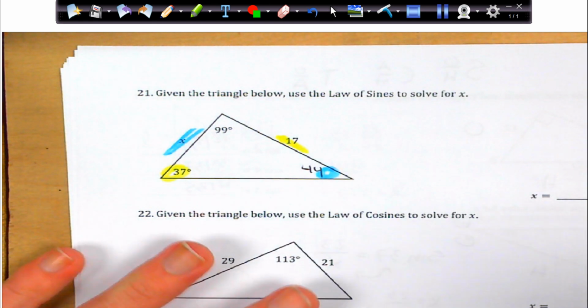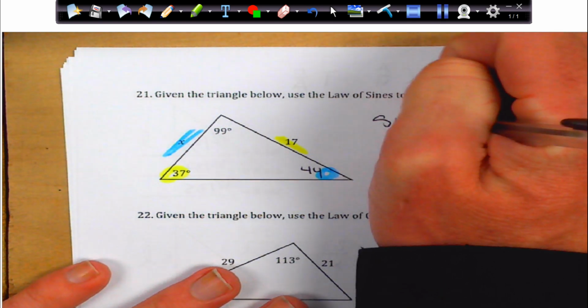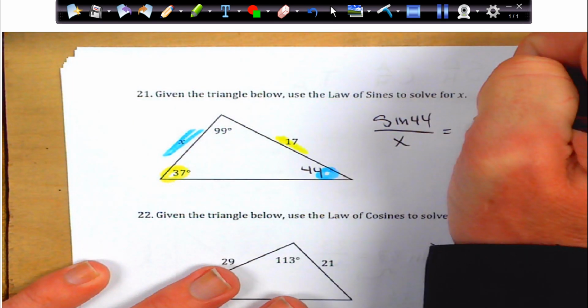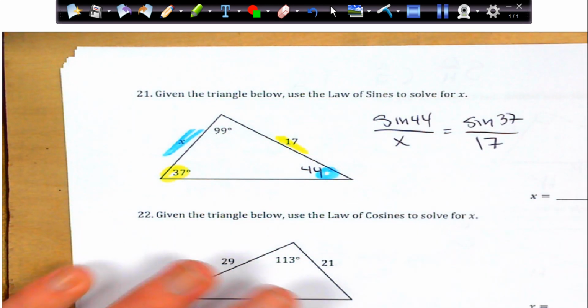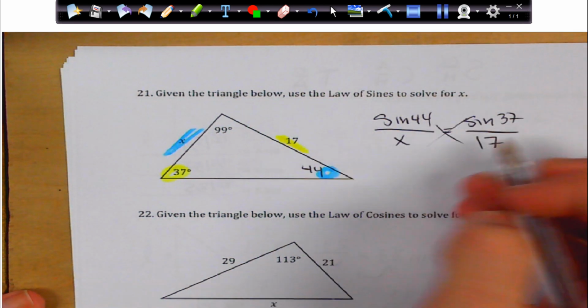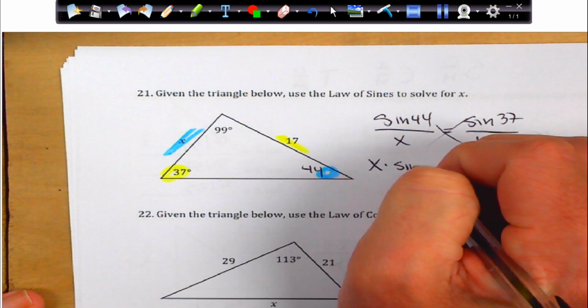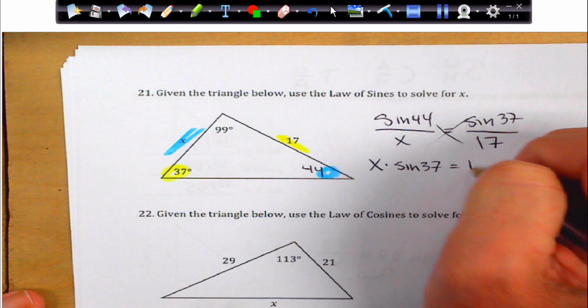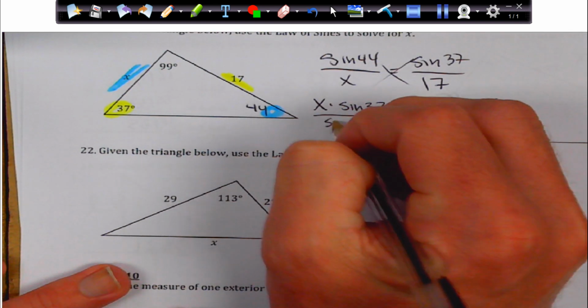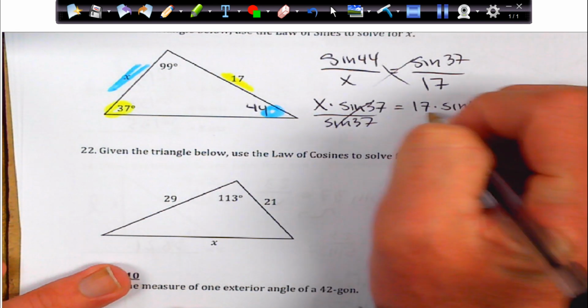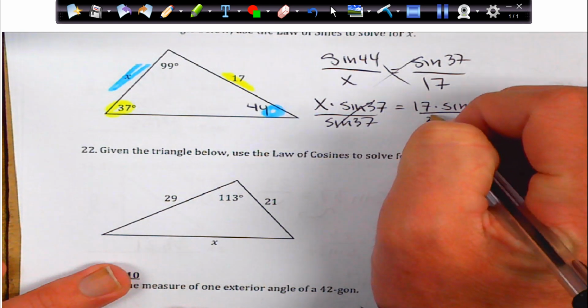And remember, the rule is you take the sine of the angle over its opposite side, and the sine of the angle over its opposite side. And then we just cross multiply. So we get x times the sine of 37 equals 17 times the sine of 44. And I want to get x alone, so I'm going to divide by sine 37 on both sides. Goodbye.